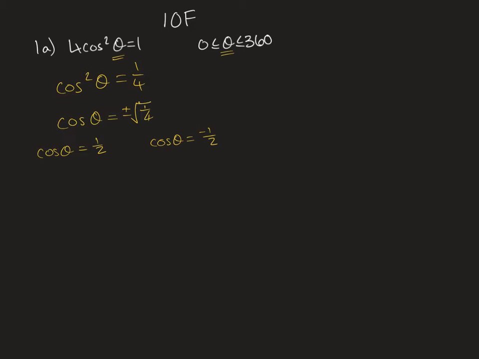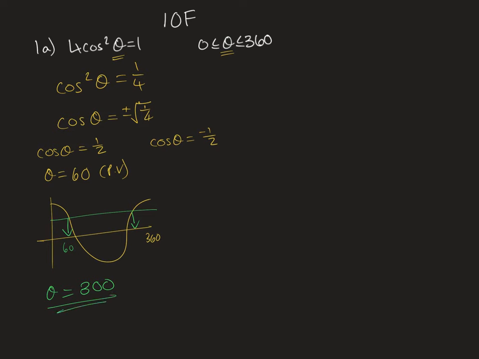Doing the inverse cos function on 1/2, I get theta is 60, so that's my principal value. Thinking about the cosine graph between 0 and 360, if my first solution is 60, then my second one is 360 take away 60, so my second solution there is 300. And that's my first 2 solutions.